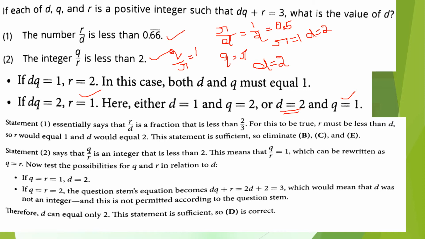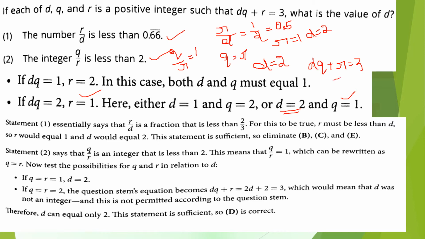So from the first statement also you can determine the value of D. From the second statement, it is given Q by R is less than 2. So Q by R I will take as 1, so that Q is equal to R. If Q is equal to R, then the final expression DQ plus R is equal to 3. You have to determine the value of D.